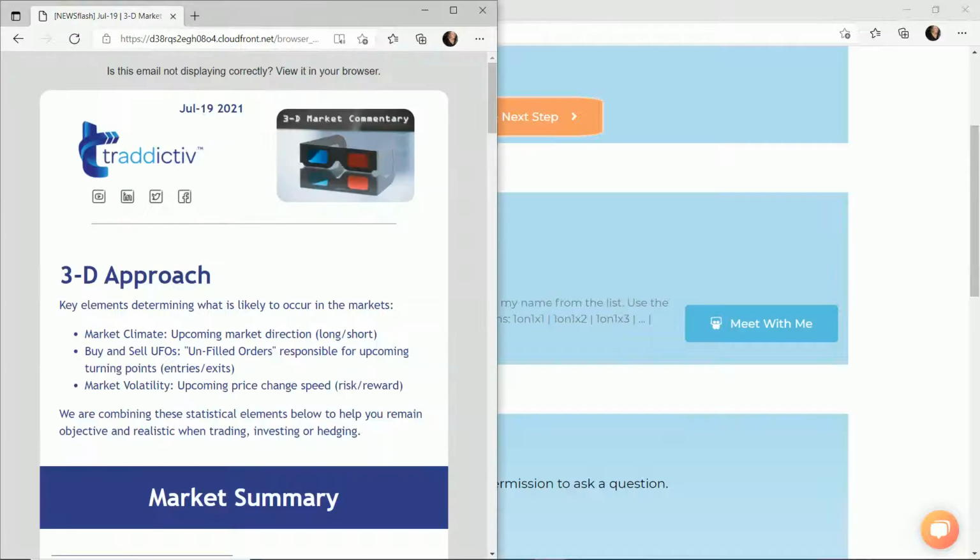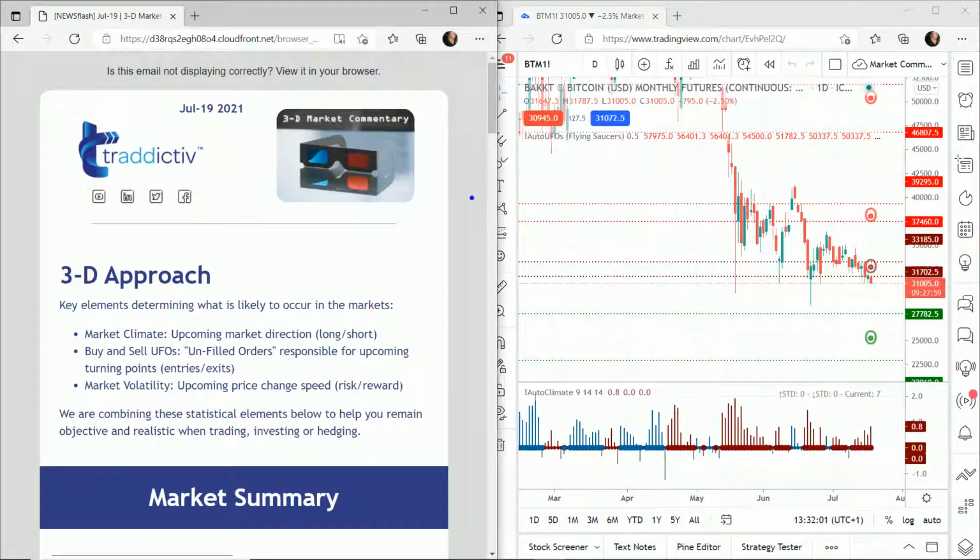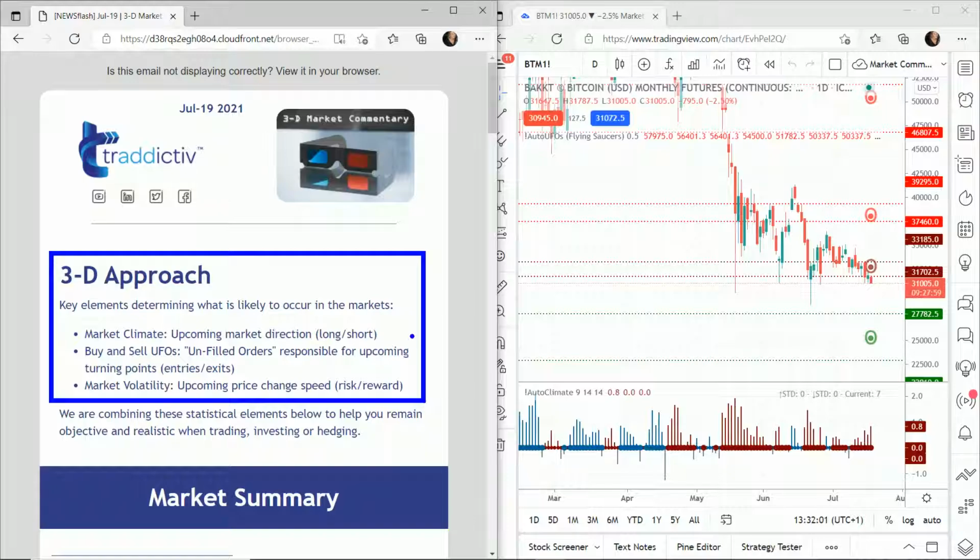Okay, so let's bring up the 3D market commentary, and of course the charts and the price data that it relates to. So we call it a 3D approach because every day we send out an email with 5 major markets, each market 3 separate elements. The first element is market climate, meaning where is the market going, up or down or nowhere? If the market has probability up, we should probably look to buy. If the market has probability down, we should probably look to sell. If the market doesn't have probability either way, we should probably leave it alone. And that is the first thing that we look at when we trade.